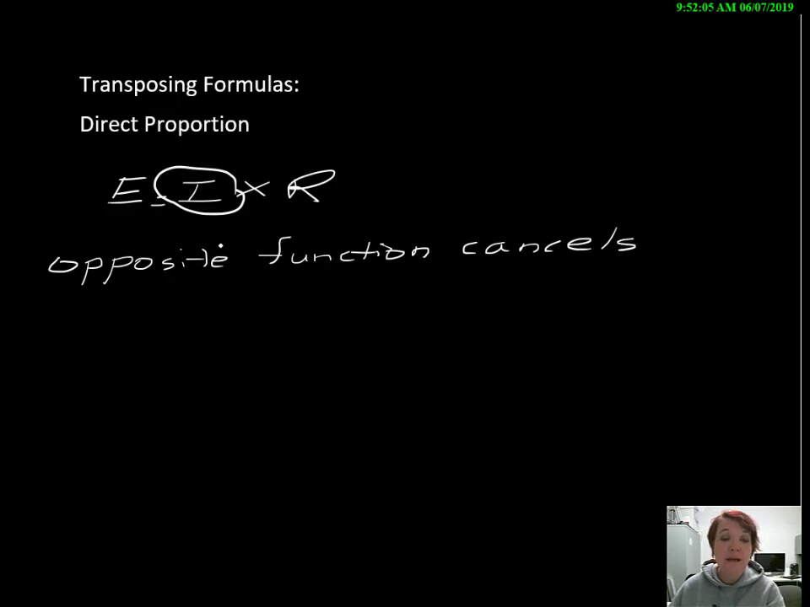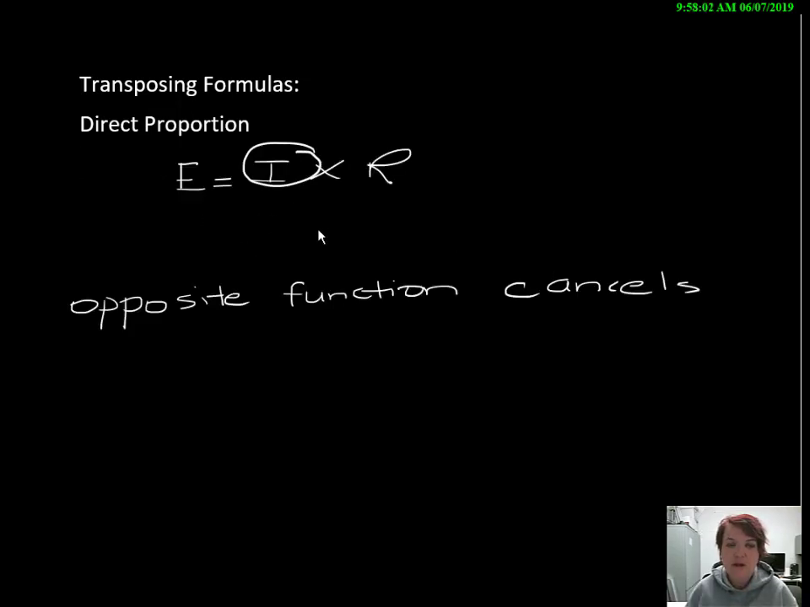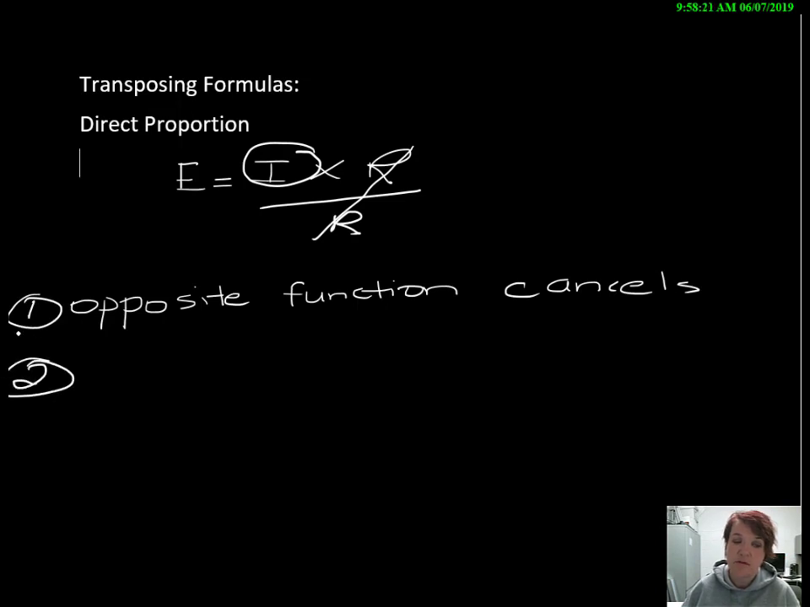So currently the variable I is being multiplied to the variable R. In order for me to isolate I, I need to get rid of R. To get rid of R, I would apply the opposite function to multiplication. So the opposite function of multiplication would be division. So we would have to divide by R. That effectively cancels the R value, which would then bring me to the second rule of transposing formulas.